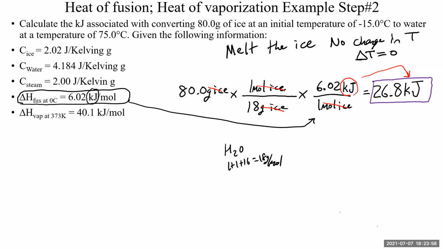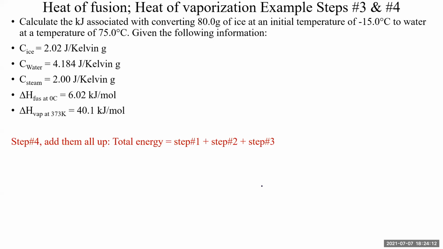Once we've brought this up to 0 degrees Celsius, once we've melted the ice at 0, now we're going to warm the resulting water from this melt. This ice melts into water. Then we're going to take that 0 degrees Celsius water and warm it up to 75 degrees Celsius. So here we are, back to water and using Q equals MC delta T. So we're going to warm up the liquid water.